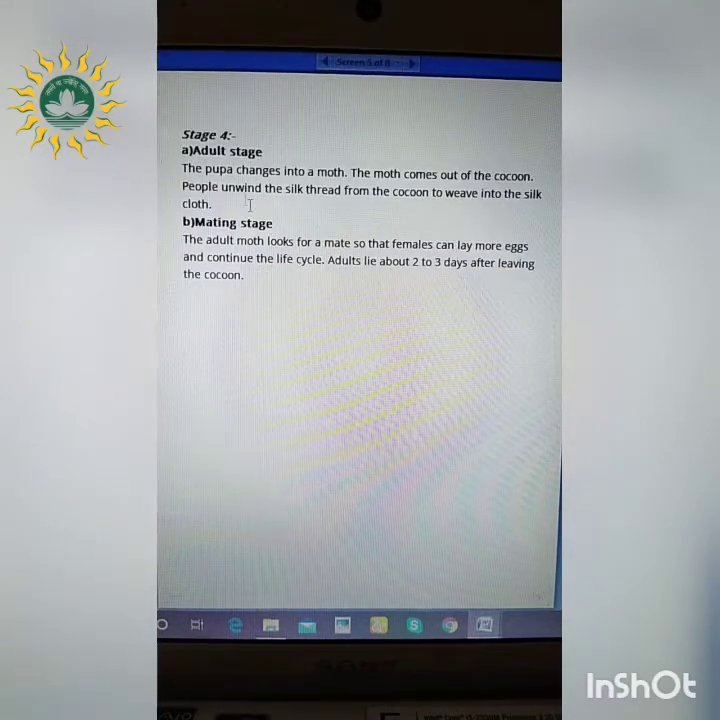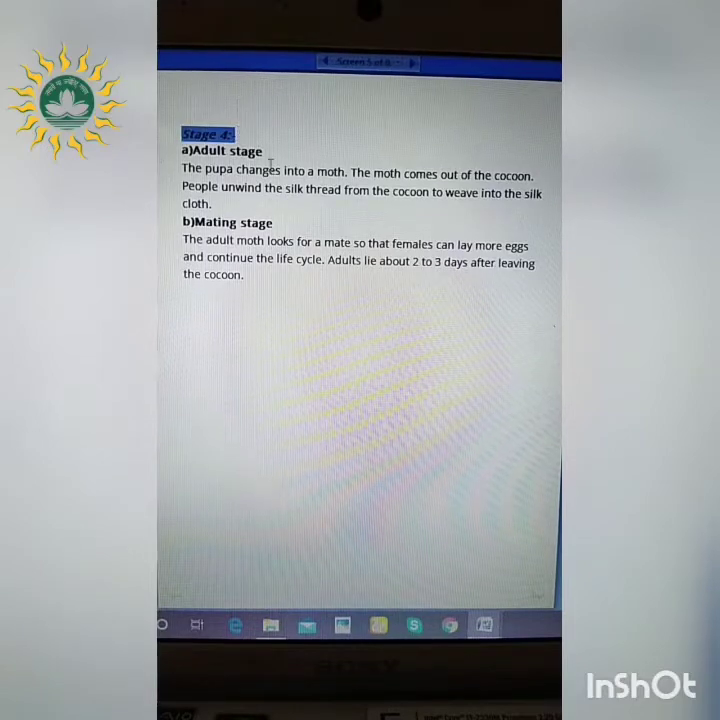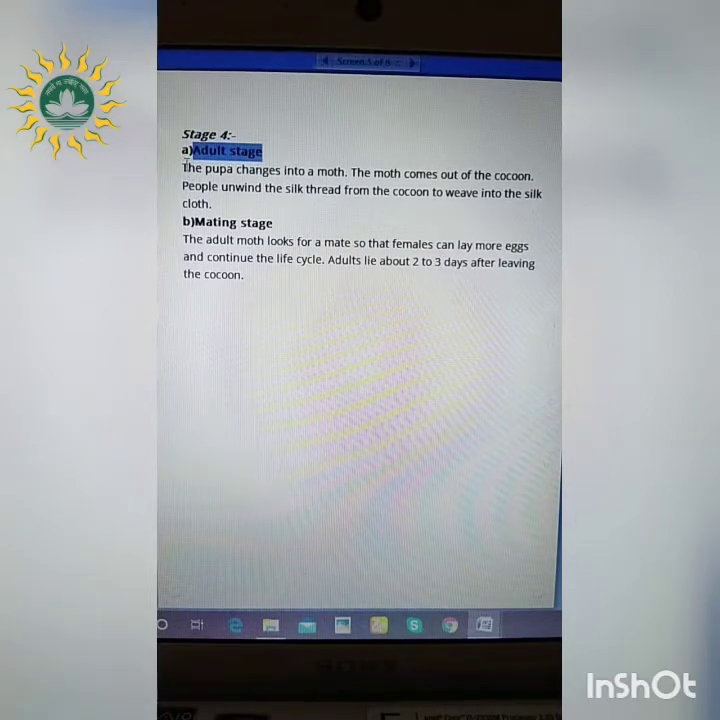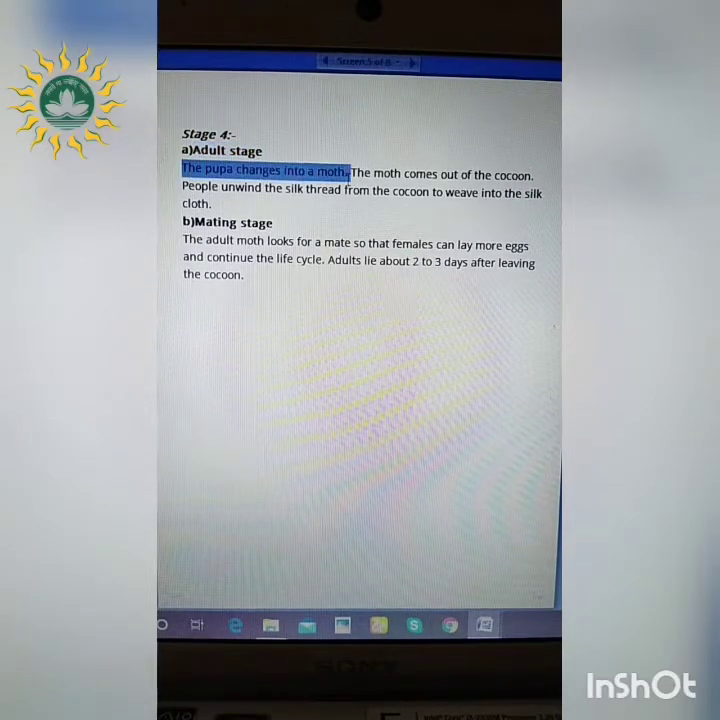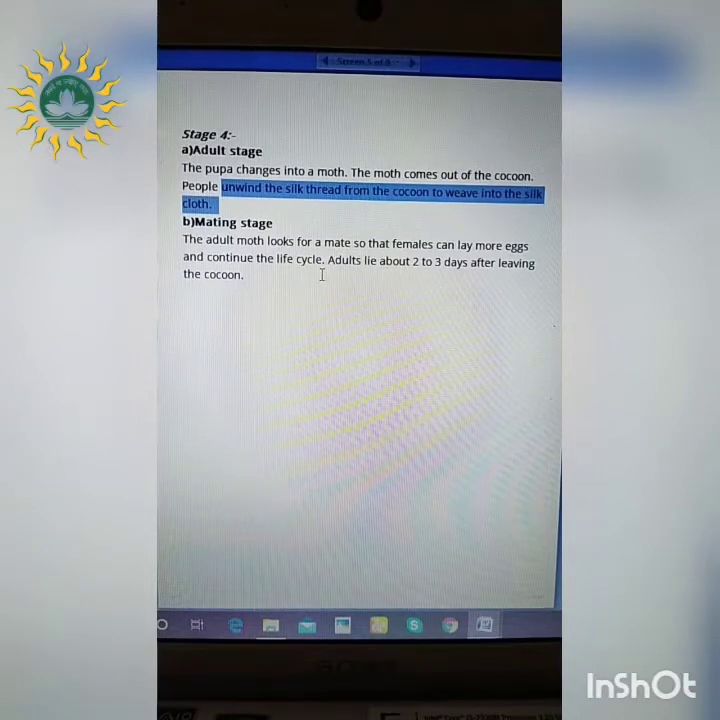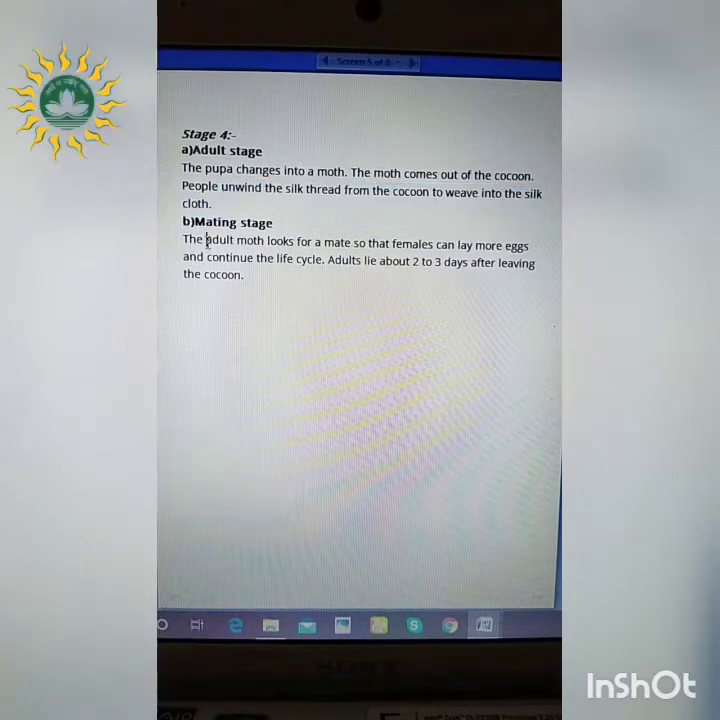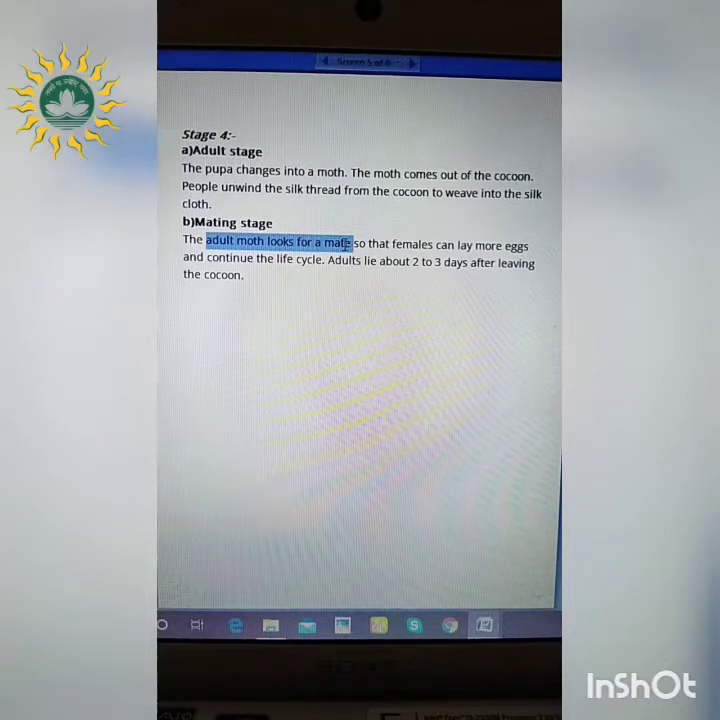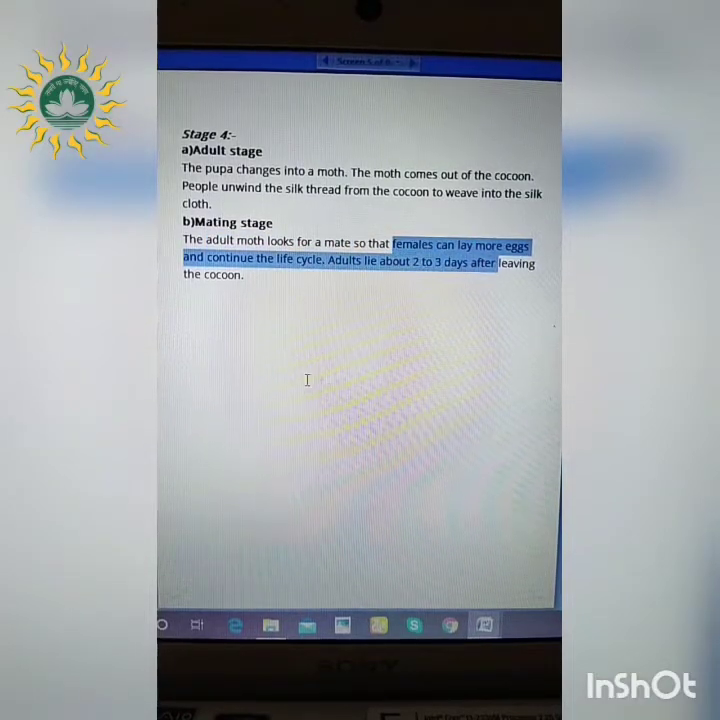Next we'll move on to stage number 4, the last stage, that is the adult stage and mating stage. Firstly, in the adult stage, the pupa, after 14 to 18 days, changes into an adult moth, and this moth then comes out of the cocoon. The silk threads are unwound from the cocoon and woven into a silk cloth. And thereby the adult moth again starts looking for a mate, so that the female adult moths can again lay eggs and continue the cycle again.